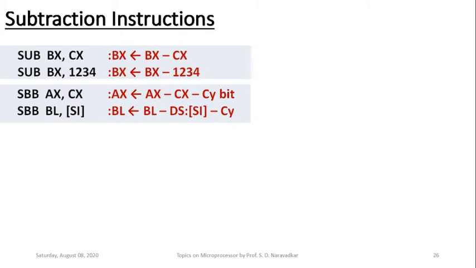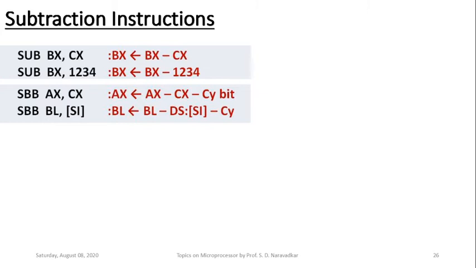So here in case of SBB AX, CX, here AX minus CX minus that particular carry bit which is working like a borrow in case of subtraction, and that subtraction will be performed, and the generated result will be copied to AX register, the destination register.